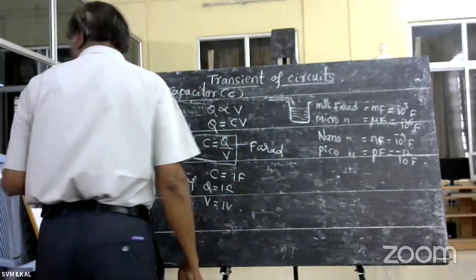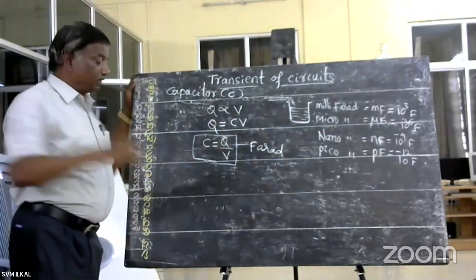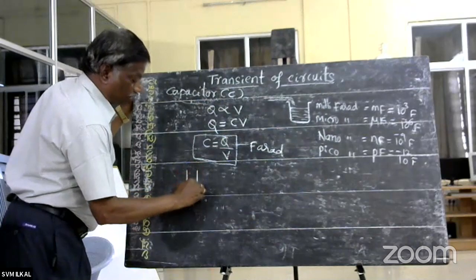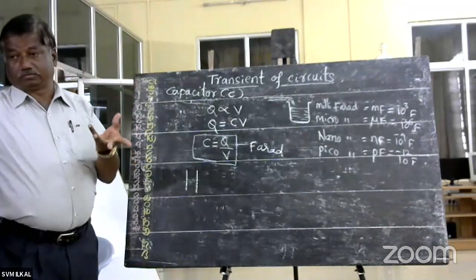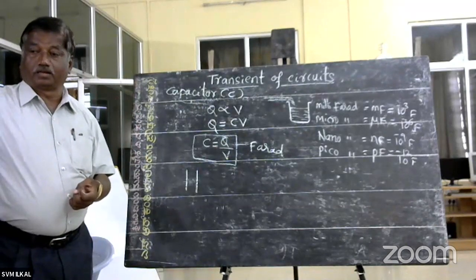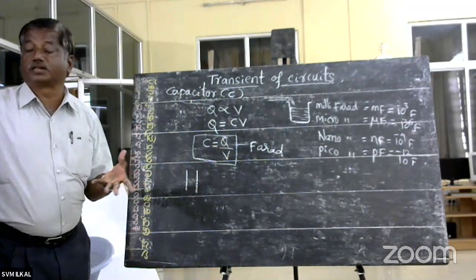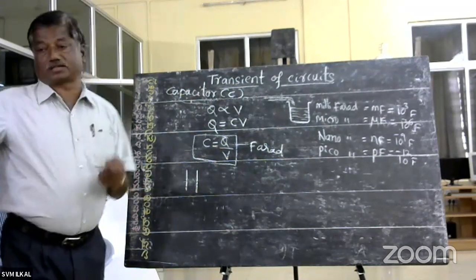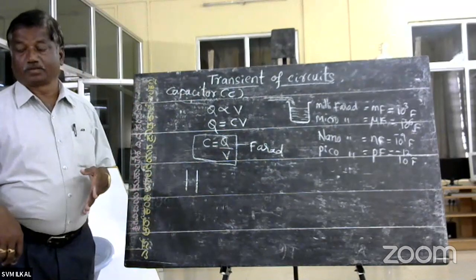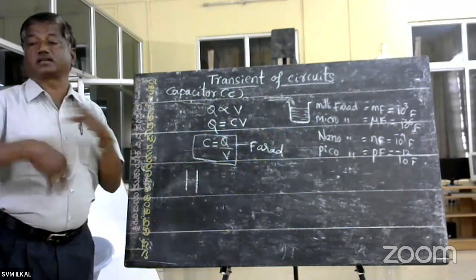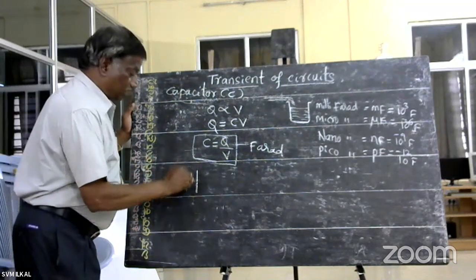Okay. Now, usually a capacitor consists of two parallel plates, or cylindrical plates, or spherical plates. If it consists of parallel plates, it is called a parallel plate capacitor. If it consists of two cylinders placed coaxially, then it is called a cylindrical capacitor. If it consists of two spherical shells, that is called a spherical capacitor. Okay.